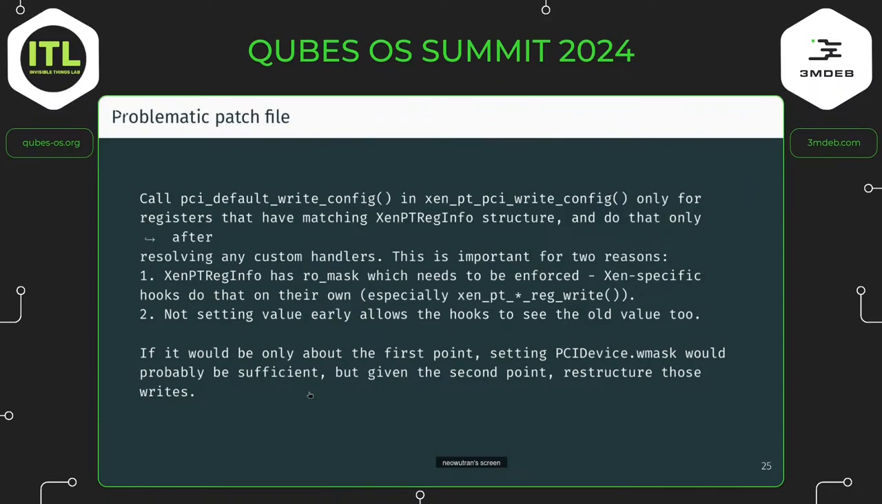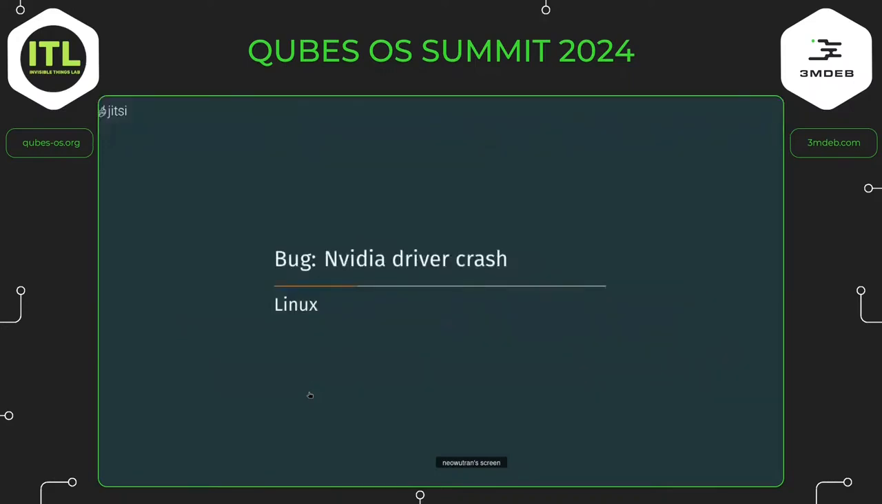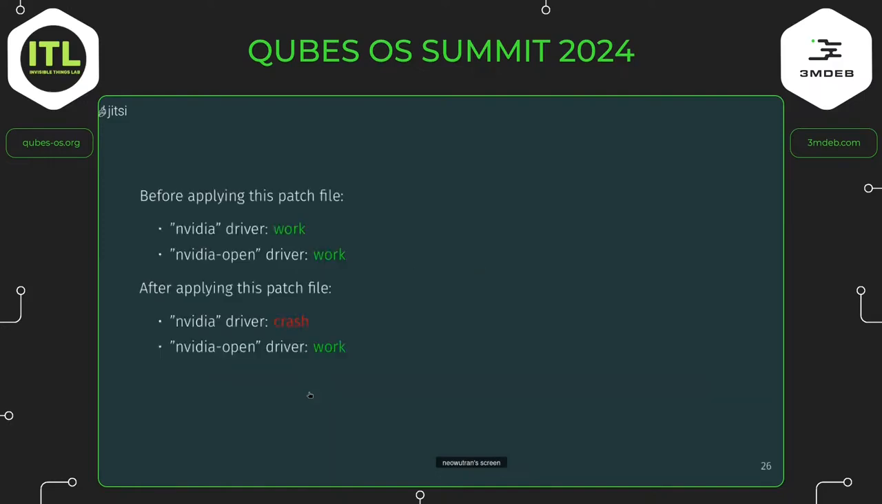I was not able to find a bug in them, so I guessed that the Nvidia driver tried to do illegal specific calls that are now blocked. So let's try to patch the Nvidia driver, starting with Linux. Something interesting: after applying the patch files, the Nvidia driver crashes, but the Nvidia open driver doesn't crash.